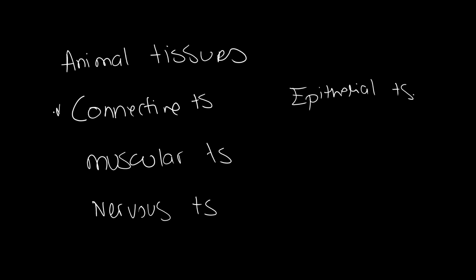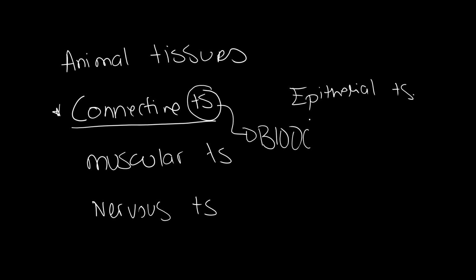Okay, connective tissue, from the name, this is tissue that connects different body parts together. And the easiest example for connective tissue is blood. A lot of you think that blood is an organ. Blood is not an organ. Blood is a tissue. And it is a connective tissue because it connects different body parts together.